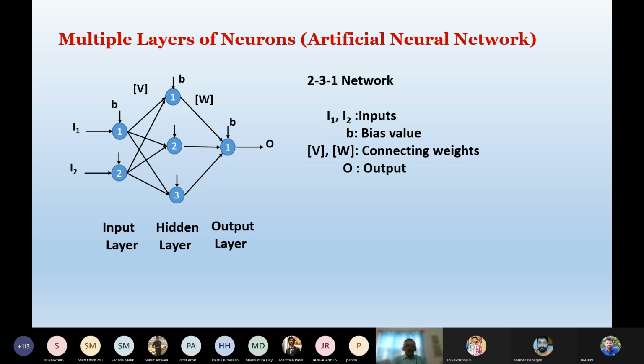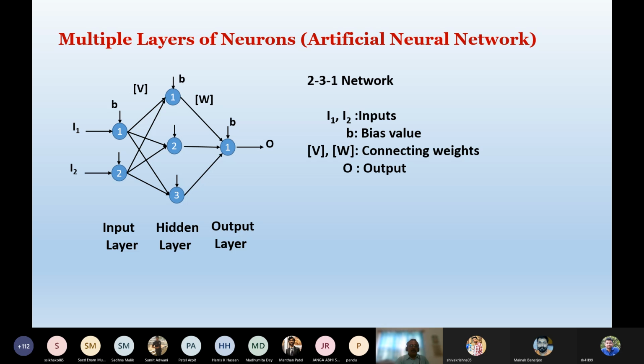Suppose that I am modeling a process having two inputs and one output. So very easily we can design this type of network, that is nothing but a 2-3-1 network. And here the connecting weights between the input layer and the hidden layer are represented by the V matrix, and the connecting weights between the hidden layer and the output layer are represented by the W matrix, and B is nothing but the bias value. For simplicity I have considered the same value of bias. Generally the same value of bias is considered for all the neurons.